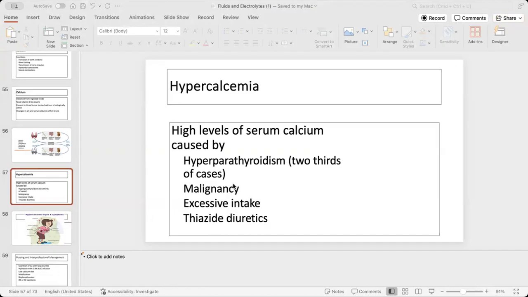Signs and symptoms. So what are we going to do if we have it that's too high? We want to get rid of it. Okay, so we can use a loop diuretic to get that extra calcium out of the blood.